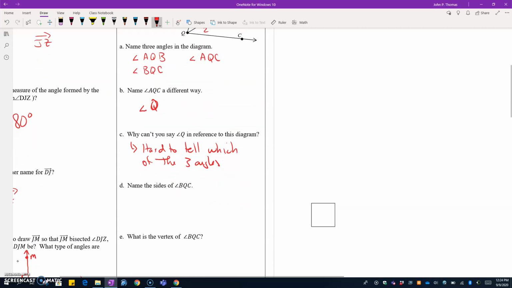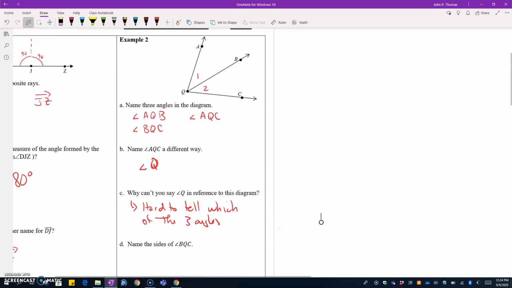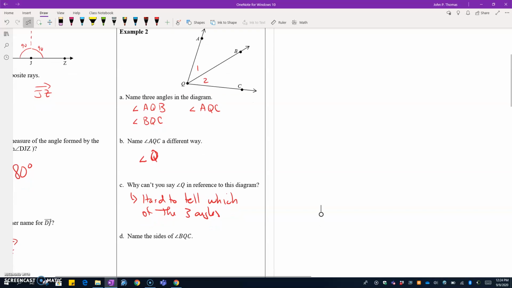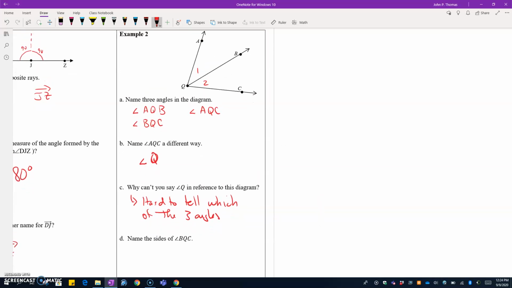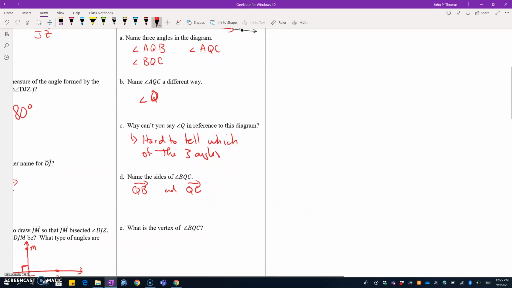All right, if I go to D, D says, name the sides of BQC. All right, so BQC, the sides are two rays. We have the ray here, and we have the ray here. So we would say QB and QC. All right, both are going to be our rays that form the sides of that angle.